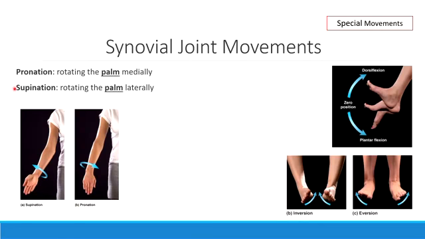Pronation and supination is something that we do kind of up here with the radius and the ulna. When I turn or I rotate my radius and my ulna, the palm of my hand either goes forward, pronation, or it rotates back up, supination.